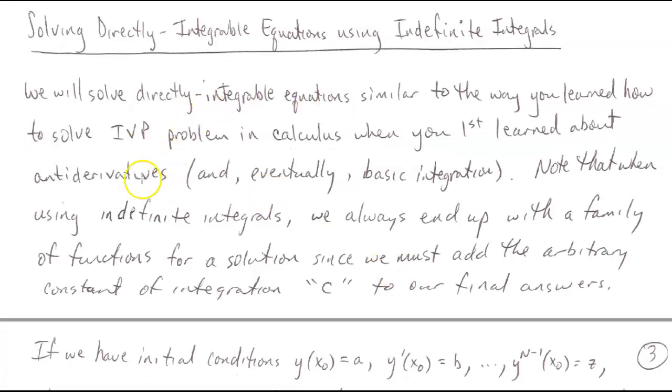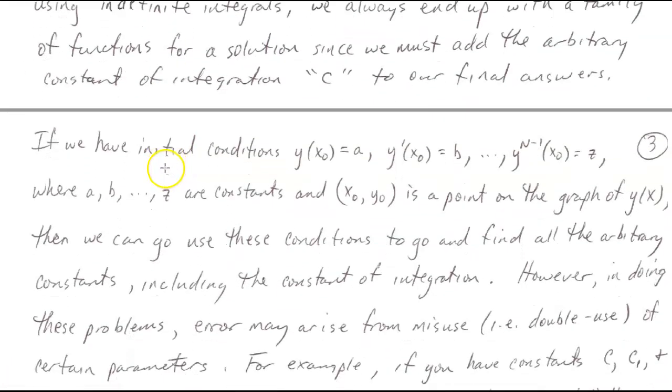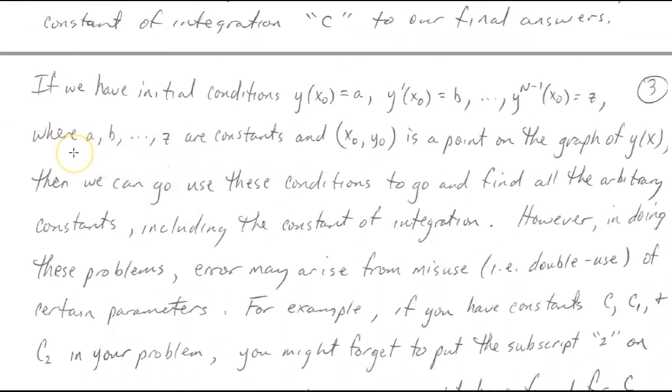Okay. And so all that I mentioned here on the second page is that if we have initial conditions, and of course, if we have an nth order differential equation, we're going to have n initial conditions, starting with the original function all the way to the n minus 1th derivative. That could be possible.